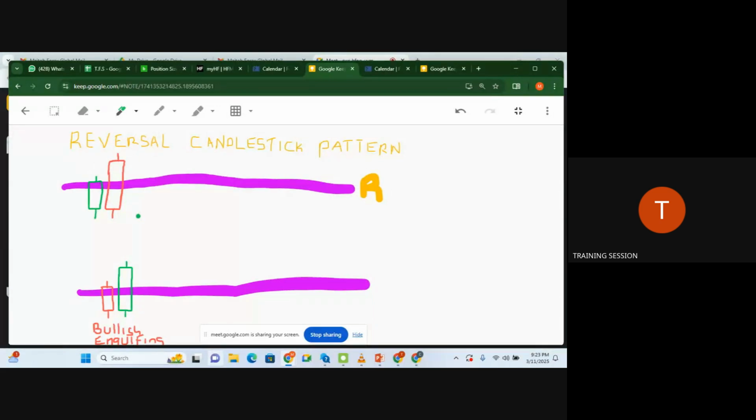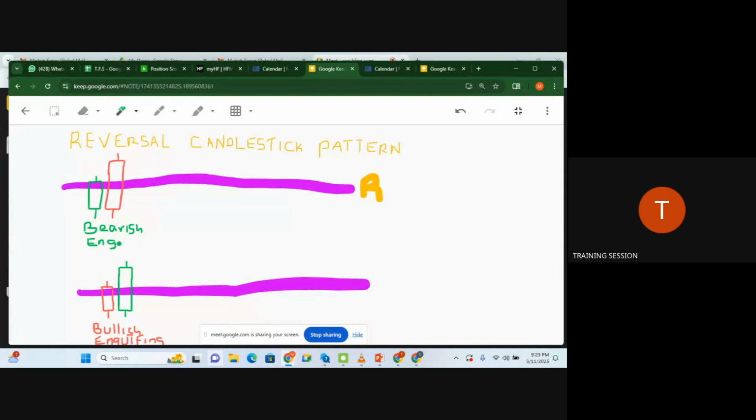So when you see a bearish engulfing, it confirms a sell. When you see a bullish engulfing, it confirms a buy. Call this bearish engulfing. You can clearly tell that the bullish candle is smaller and is being covered, or engulfed, by the bearish candle. Kindly let's mute our mics unless you have a question.